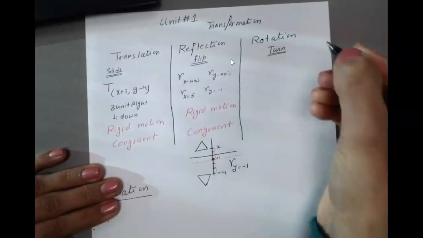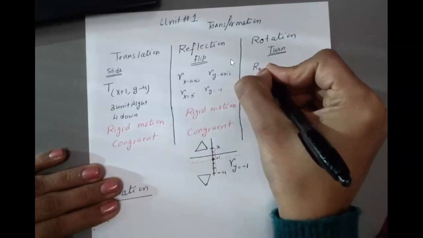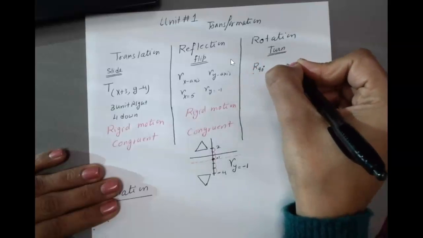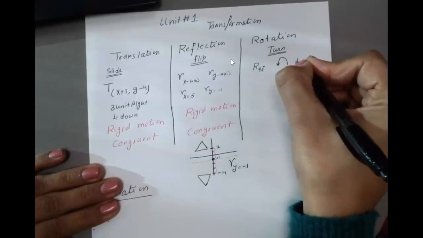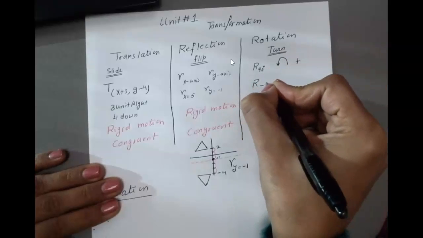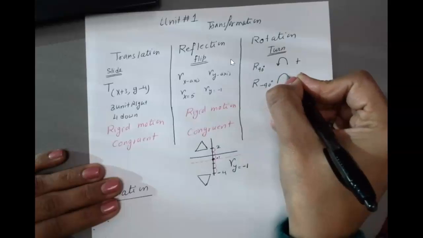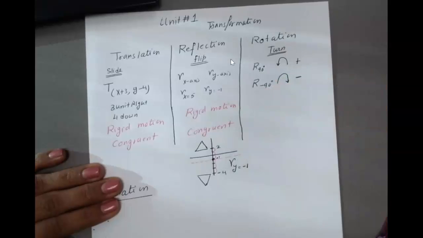You can share it with your friends, but everything we say is on there, so shush. Rotation can be 90 degrees positive, then it goes counterclockwise. If I put 90 degrees negative, it's going to go clockwise. We write rotation with a capital R.